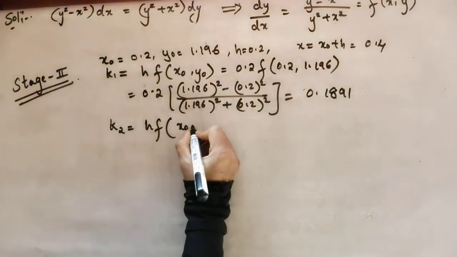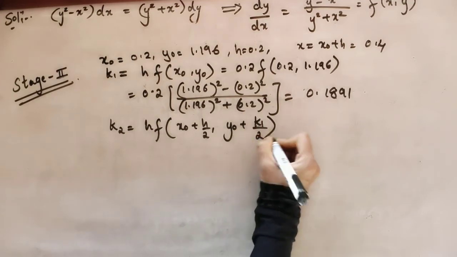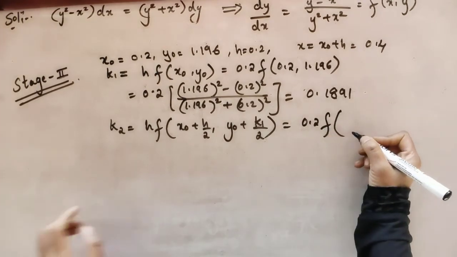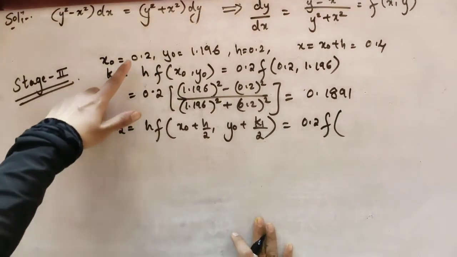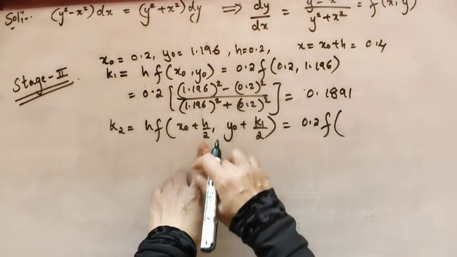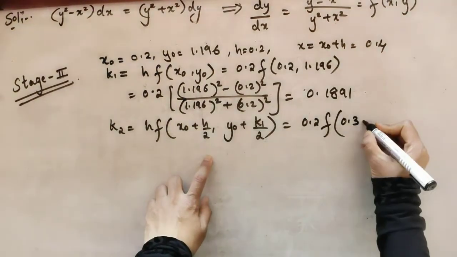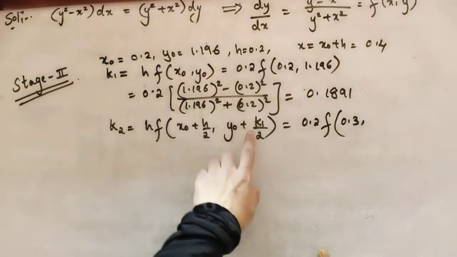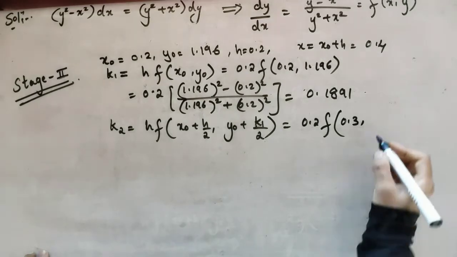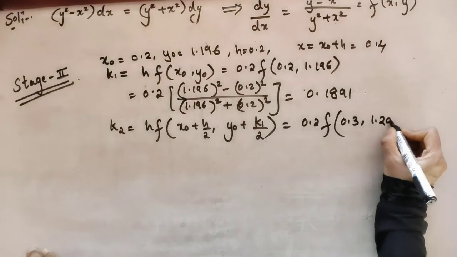So x naught plus h by 2, y naught plus k1 by 2. If you substitute, x naught is 0.2, h is 0.2, h by 2 is 0.1, 0.2 plus 0.1 is 0.3. Now here it is y naught plus k1 by 2. Just do that in your calci. So the value should be 1.29055.